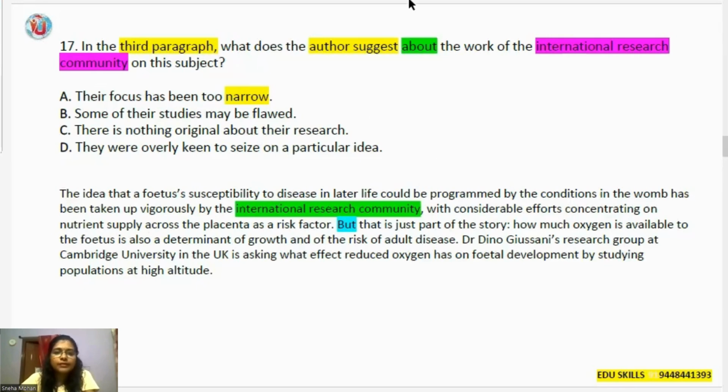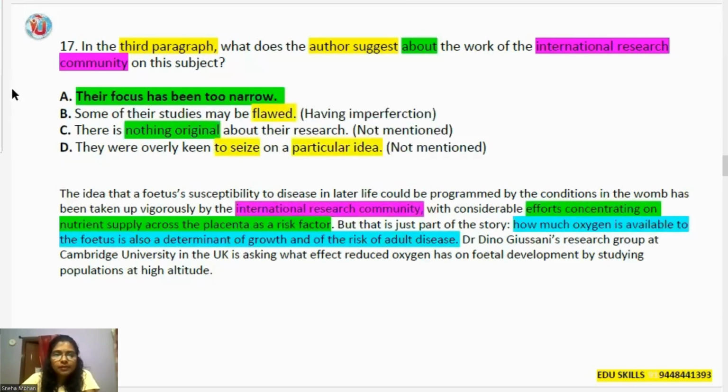Now let's see what is the correct answer option. Yes, answer option A is the correct answer option. So here it is mentioned that their focus has been too narrow. I'll be coming to the correct answer. Before that, I'll explain how I eliminated the other answer options.